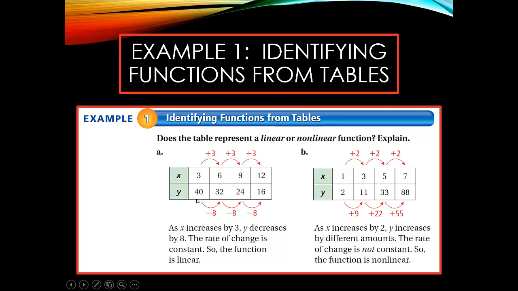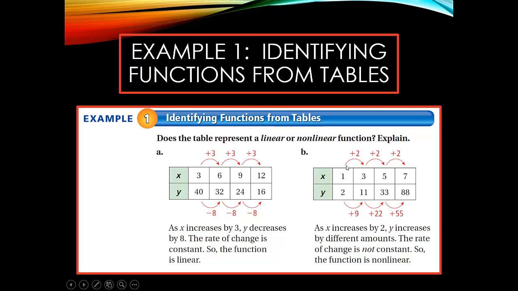And for Y, we go from 40 to 32, so we're subtracting 8. And 32 to 24, we're subtracting 8. And 24 to 16, we're subtracting 8. As X increases by 3, Y decreases by 8. The rate of change is constant, so the function is linear.